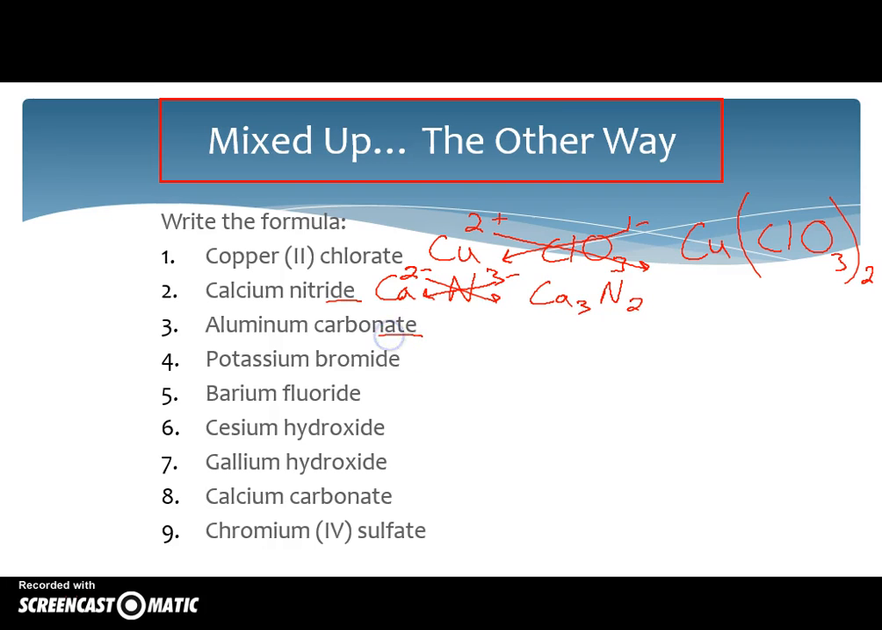The next one, aluminum carbonate. Again, polyatomic ion here because it ends in ate. So write your cation, Al3+. Carbonate from my cheat sheet. I go and find it, CO3 2-. Do my crisscross work. And I get Al2 CO3, but then I need a 3 as well, so parentheses to round that out.